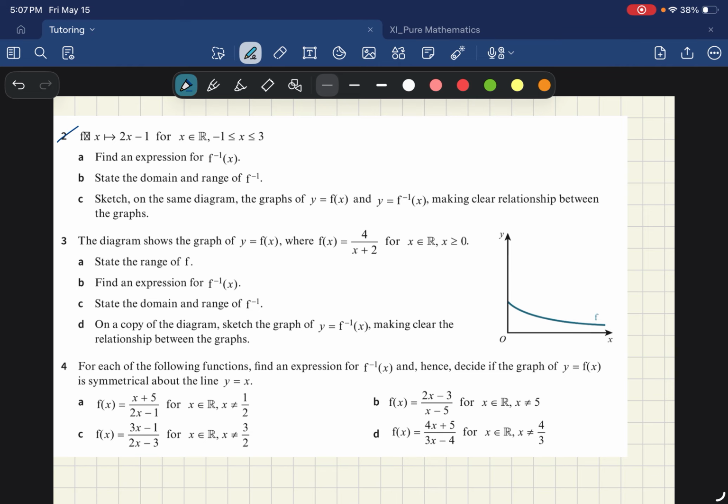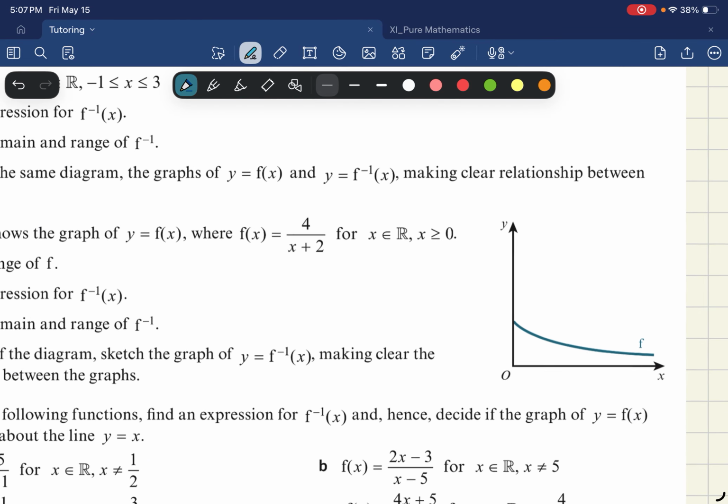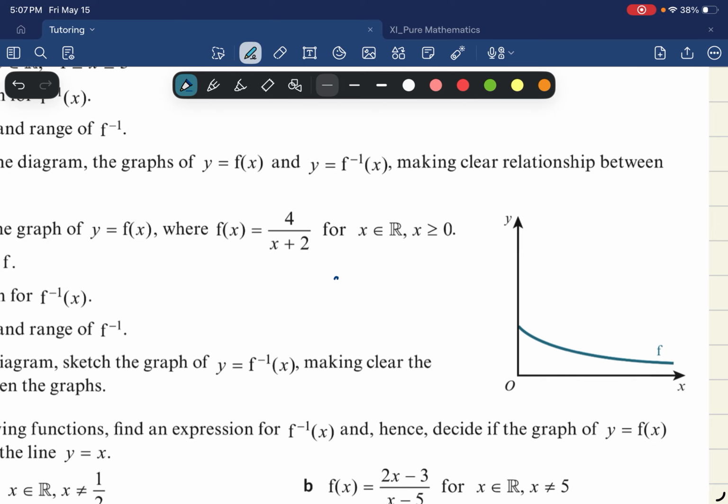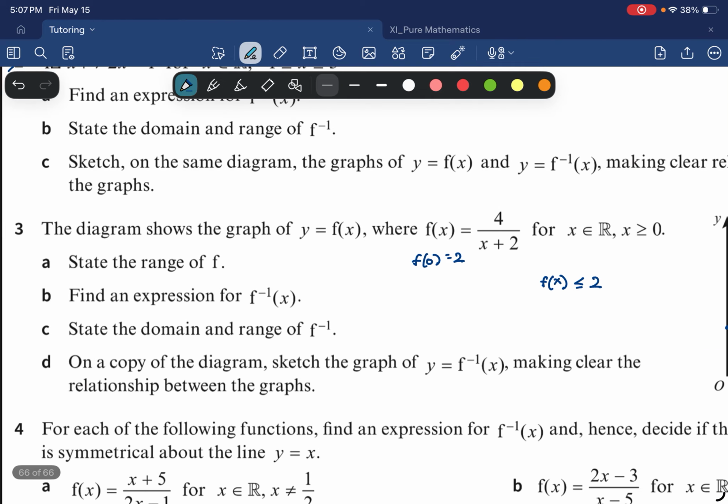Question 3. The diagram shows the graph of this function. State the range of f. So obviously, if I put 0, then that's the maximum point of the function, and it's decreasing as x tends to infinity. So f of 0 is equal to 4 divided by 0 plus 2, which is 4 divided by 2, which is 2. So f of x is less than or equal to 2. That is the range.